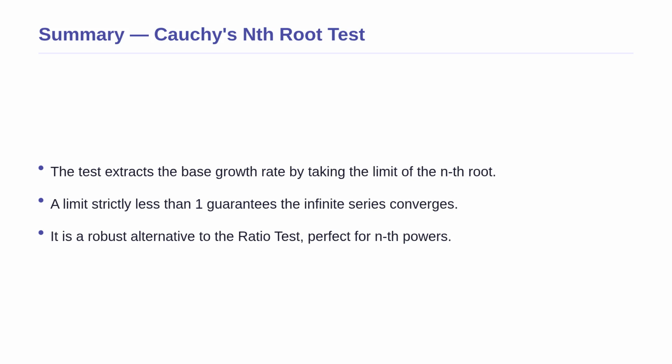We have covered a lot of ground today. Let us review the key takeaways. Cauchy's nth root test extracts the underlying growth or decay rate of a sequence by taking the limit of the nth root of the nth term. If this rate is strictly less than 1, the series safely converges. If it is greater than 1, it diverges. You now have a robust, powerful tool for analyzing infinite series, especially those wrapped in nth powers.